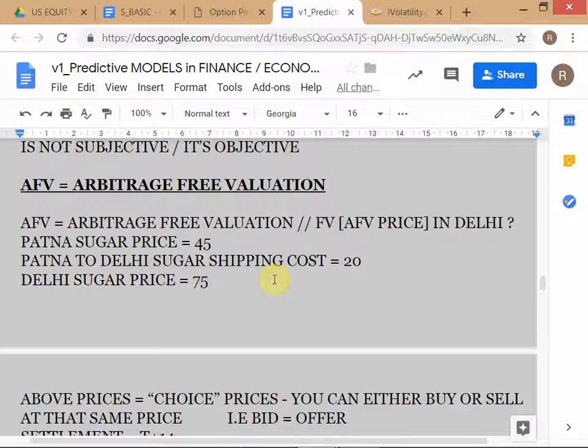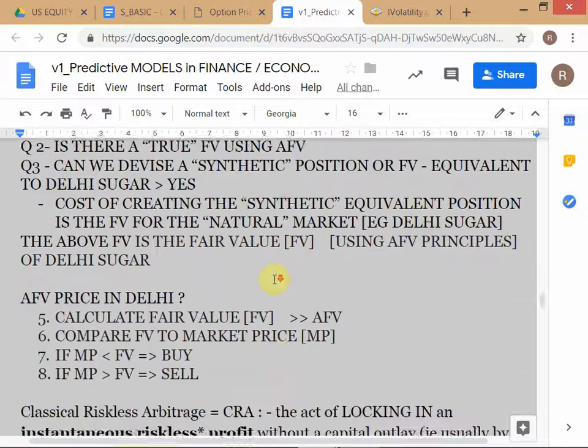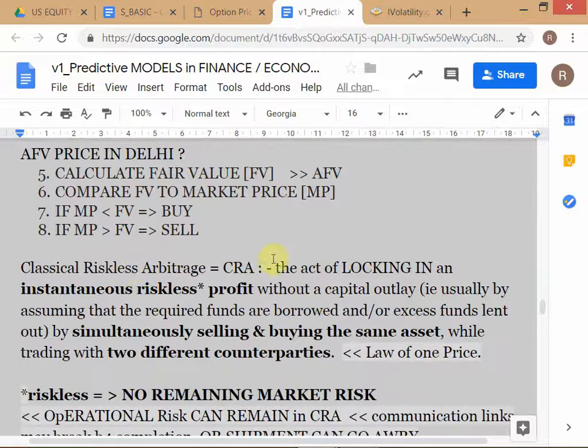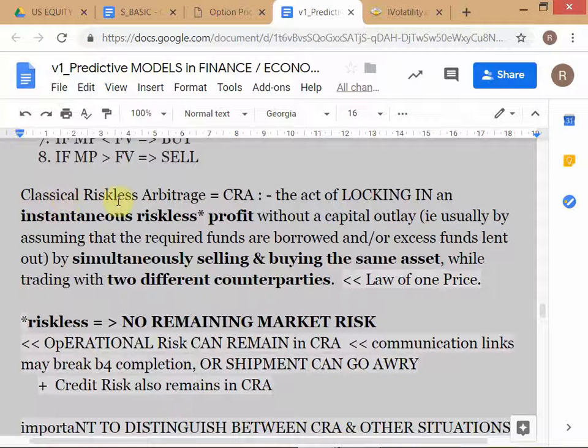This is why this is called the law of one price. The classical riskless arbitrage transaction which you do essentially ensures that this law will always prevail. Whenever it is actually possible to do this CRA, the law of one price will prevail.